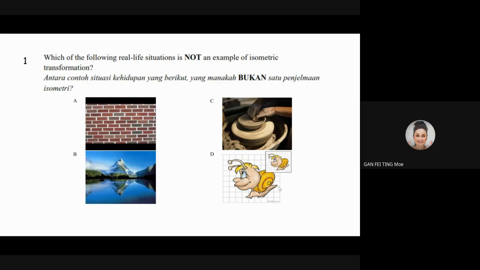Okay, let's go into this. Mine is in BM, so I highlight the BM version: bukan satu penjelmaan isometri. So the keyword is isometric. You should understand what isometric is. Isometry means that there is no change in size, and it is under 3 transformations. Isometric has two keywords in it. One is the shape doesn't change, and it has to go through 3 transformations, which are translation, reflection, and rotation.